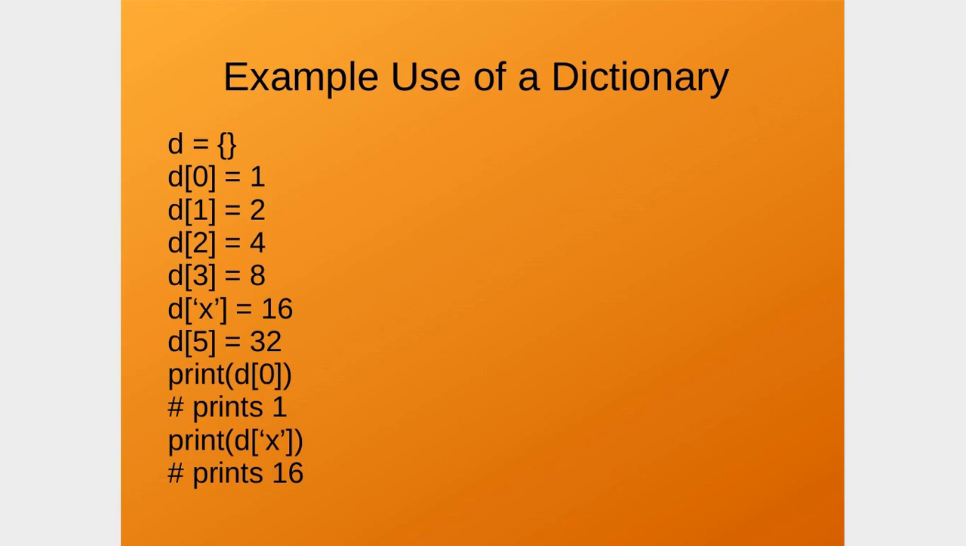Here's another example of using a dictionary. We create an empty dictionary D, then we put powers of 2 in that dictionary, and then we can actually say D of "X" equals 1 of the powers of 2. If we print D of 0, we get back 1, and if we print D of X, we get back 16.